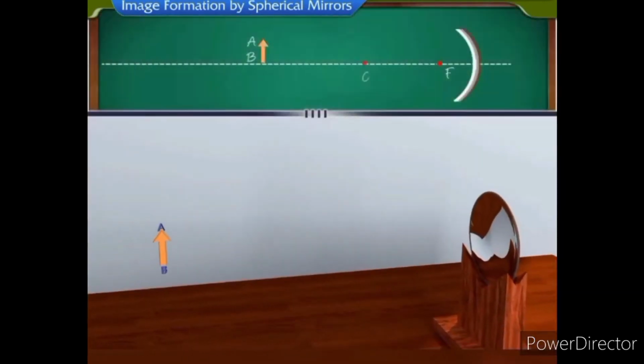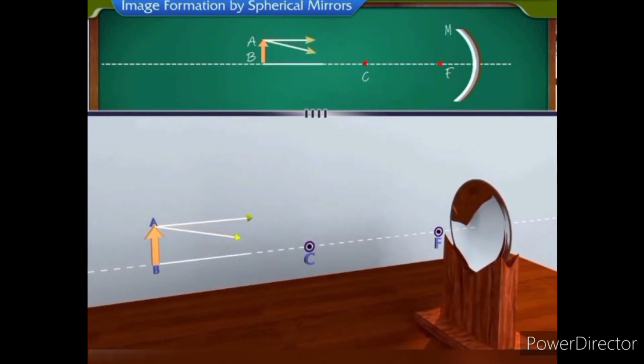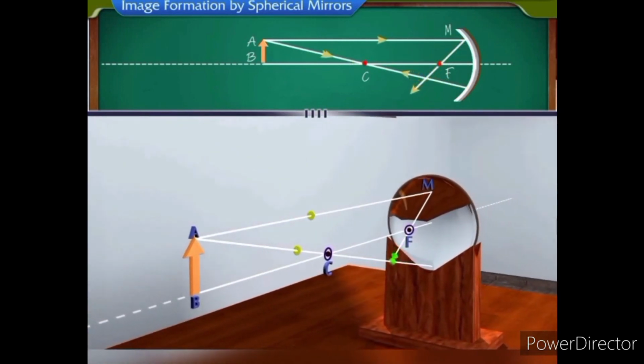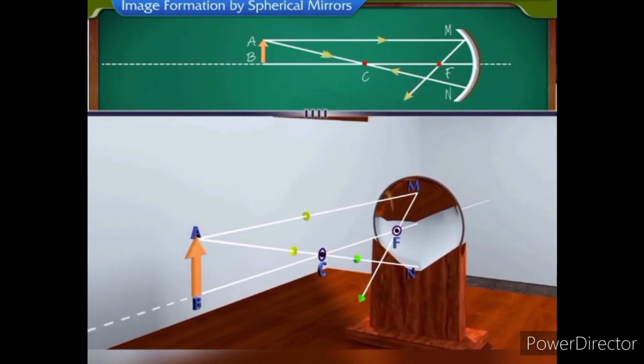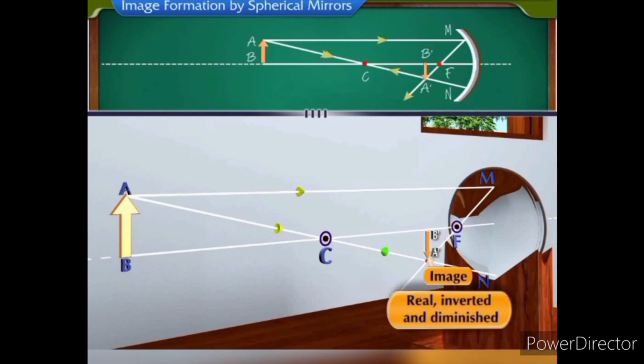Let the object AB be placed in front of a concave mirror at a distance more than the radius of curvature. The ray AM, parallel to the principal axis, passes through the focus F after reflection. The ray AN, passing through the center of curvature C, retraces its path. The intersection of the two reflected rays gives the image of the tip A of the object. Considering rays coming out from different points on the object, the images of these points are obtained. Thus, the image A'B' is obtained between C and F, which is real, diminished, and inverted.